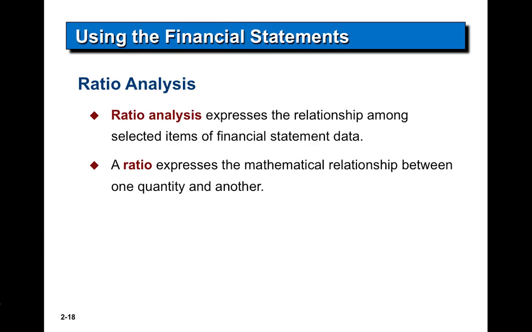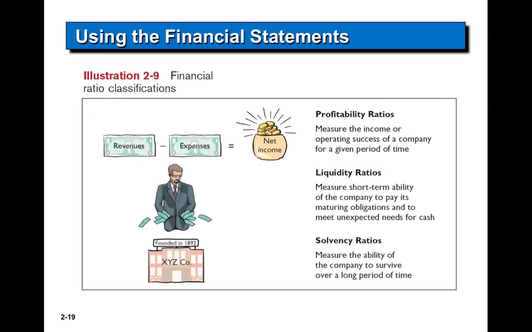Ratio analysis expresses a relationship among selected items of financial statements. A ratio expresses the mathematical relationship between one quantity and another. We will be concerned with 3 types: profitability ratios, which measure the income or operating success of a company for a given period of time; liquidity ratios, which measure short-term ability of the company to pay its maturing obligations and to meet unexpected needs for cash; and solvency ratios, which measure the ability of the company to survive over a long period of time. A single ratio by itself is not very meaningful.